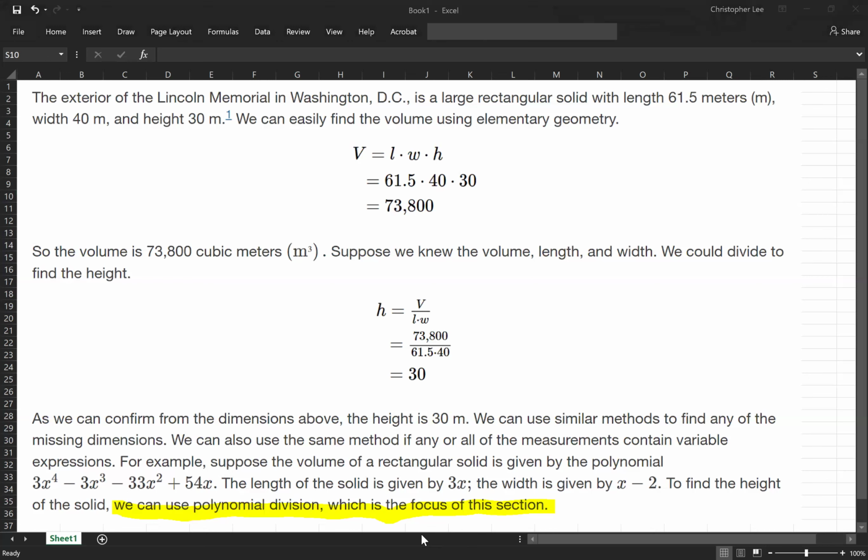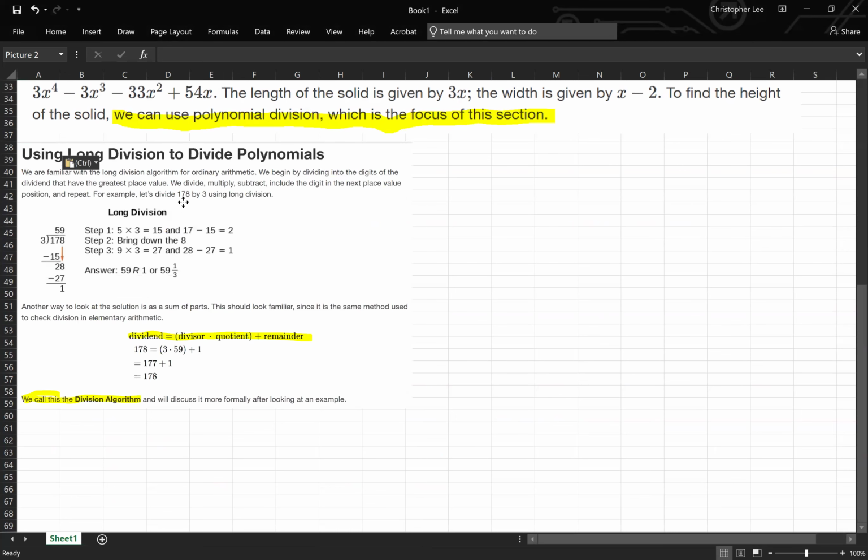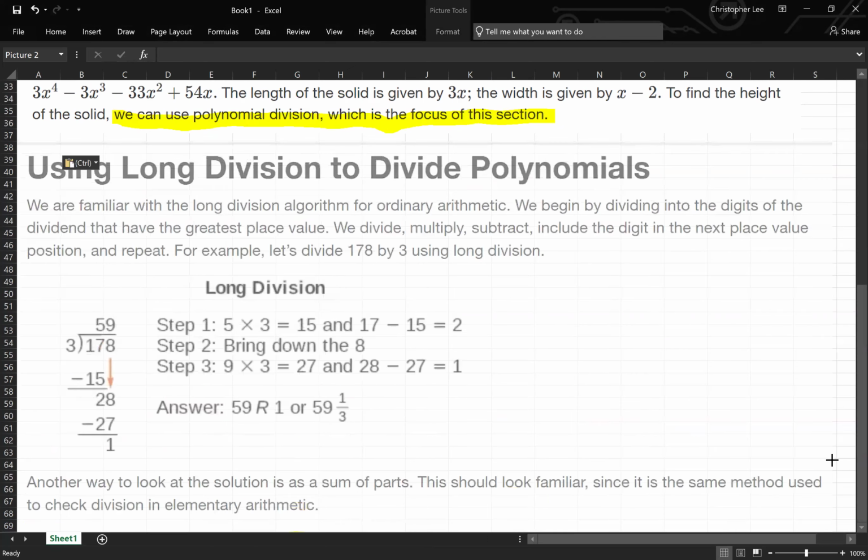Now I realize some of y'all probably even know how to do this from 28. If that's the case, knock out your homework. If not, check it out. This is going to be a real quick lesson. I'm sure all of you know how to do this already. So here we go. We're going to be using long division to divide polynomials.